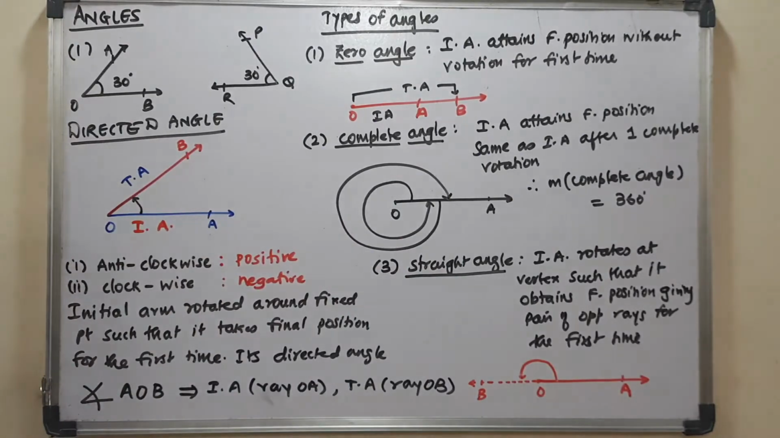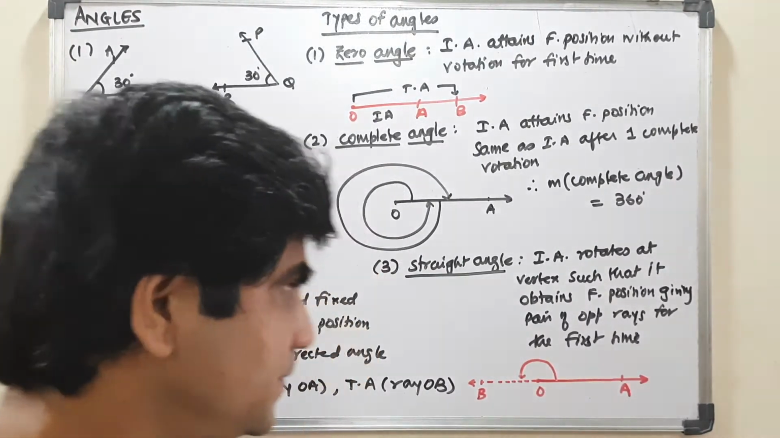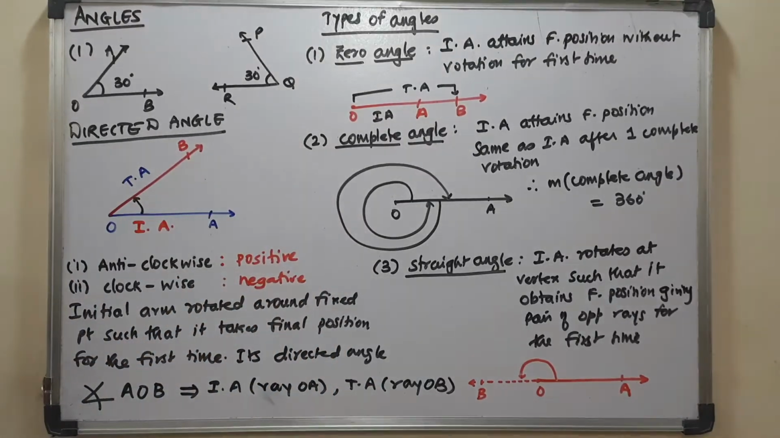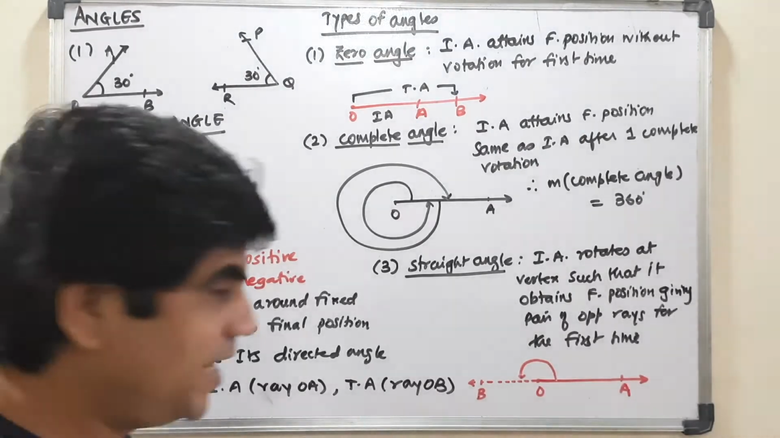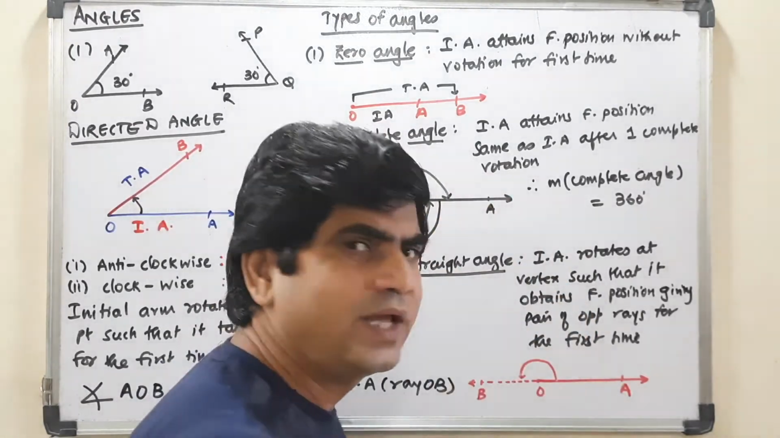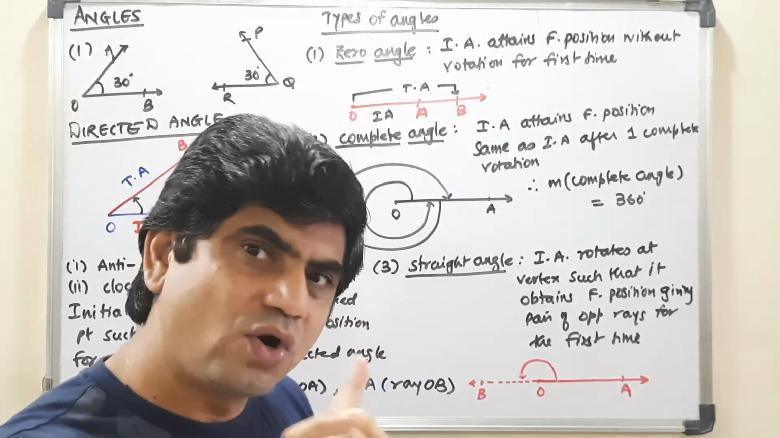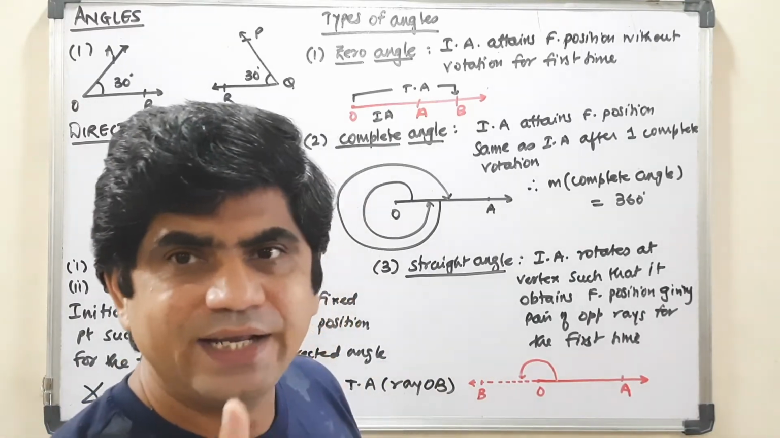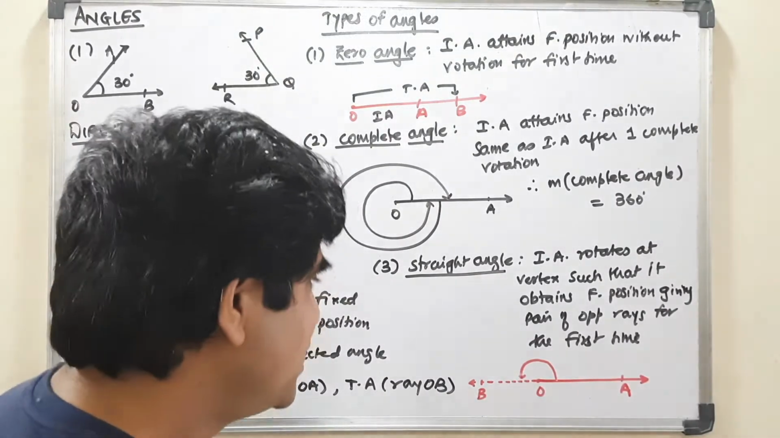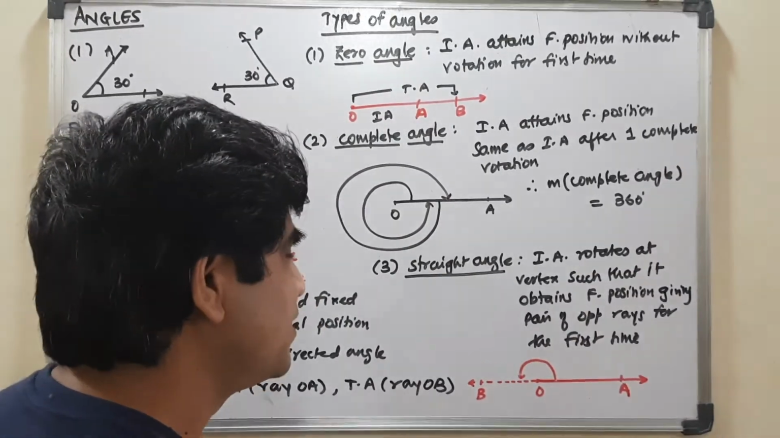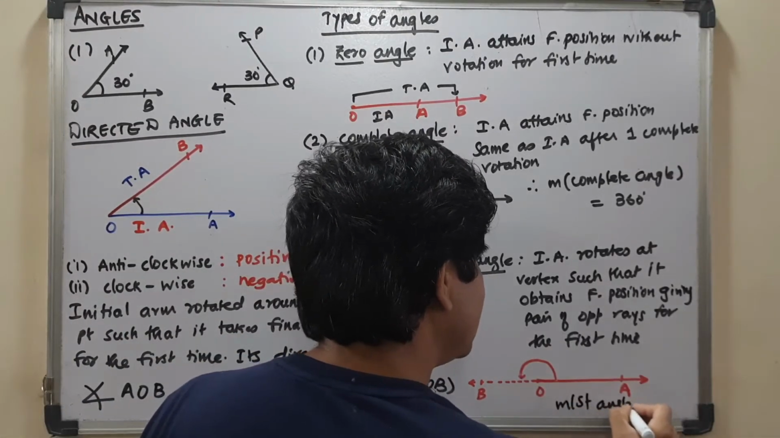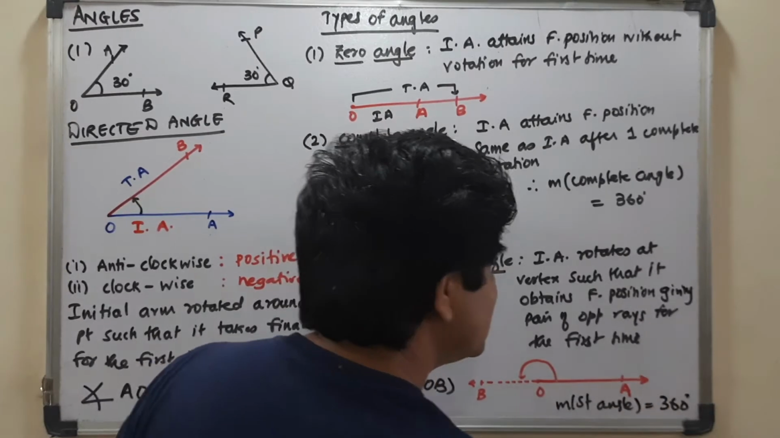And that is your terminal arm for the first time. So it is called a straight angle, and you can see a straight angle is half of a complete rotation. Again, needless to say, it depends on the rotation: clockwise negative, anti-clockwise positive. So here it is half of one complete rotation. Therefore, the measure of a straight angle will be half of 360 degrees.